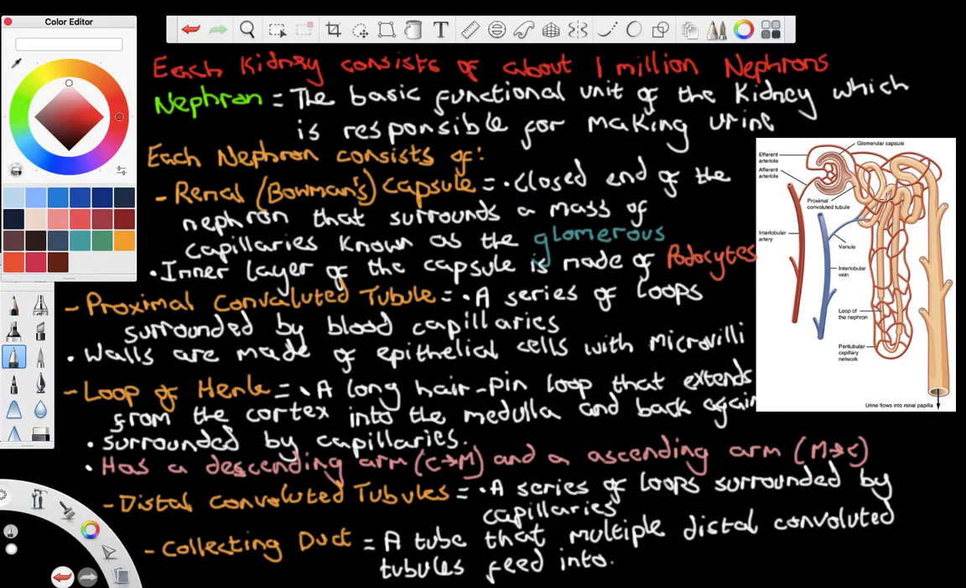After the proximal convoluted tubule, we have the loop of Henle. The loop of Henle goes from the cortex down into the medulla and then back up into the cortex. It has a descending arm and an ascending arm. Again, this is surrounded by lots of blood capillaries. The distal convoluted tubule is a series of loops surrounded by capillaries, and the distal one is after the loop of Henle. And the collecting duct is a duct into which lots of distal convoluted tubules feed into.